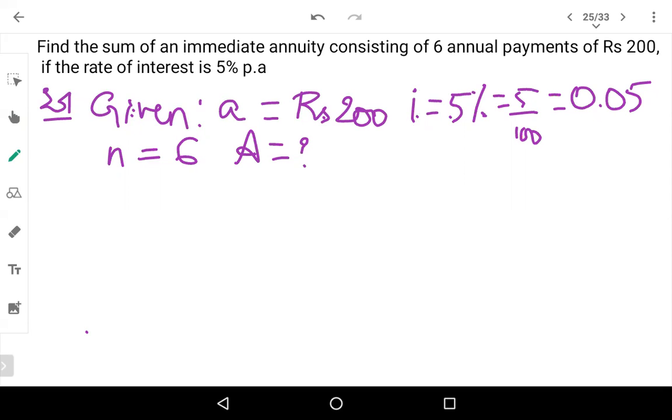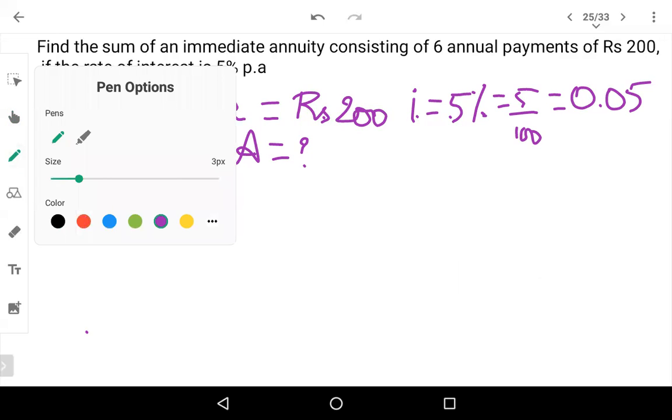Now, in this problem, the annuity is paid at the end of the year. How do we recognize that? By reading the question properly. Find the sum of an immediate annuity consisting of 6 annual payments, which means after 1 year they are going to pay the amount. Since it is 6 annual payments, on completion of a year only they will be paying the amount. So that is 6 annual payments.